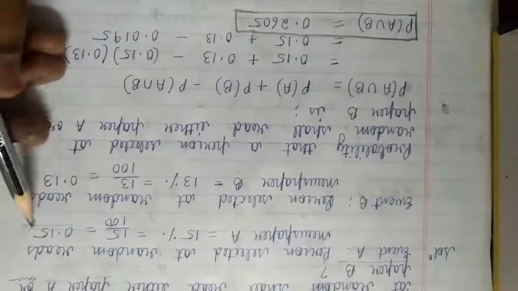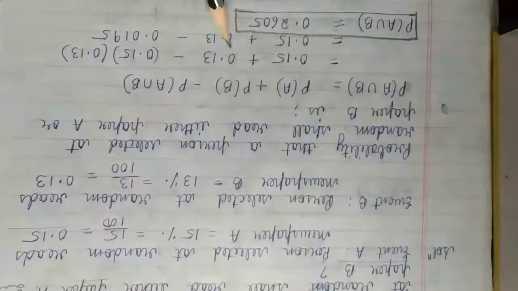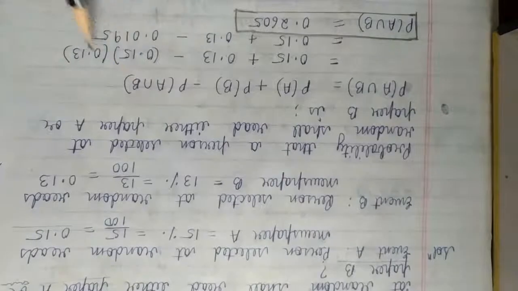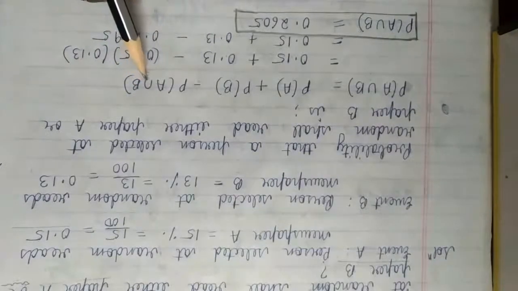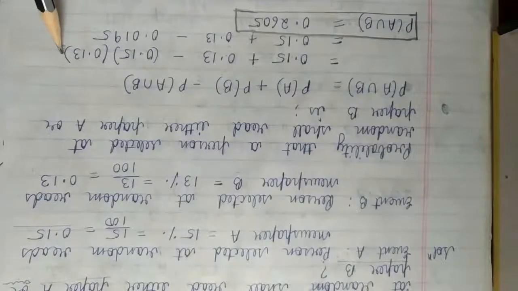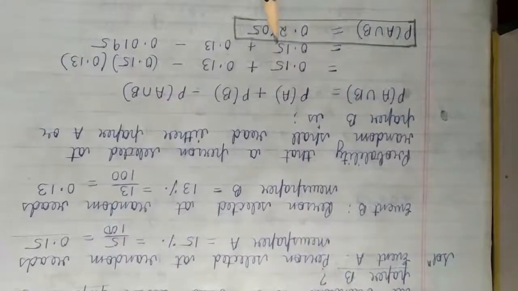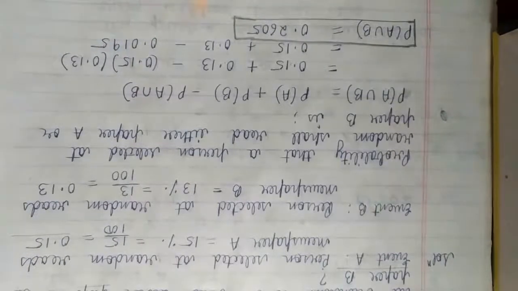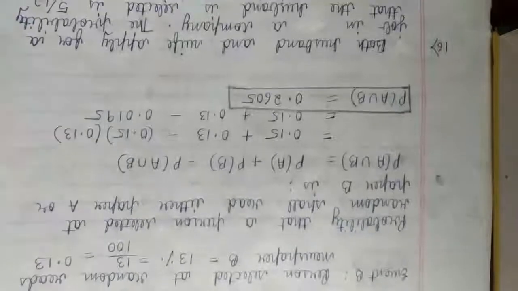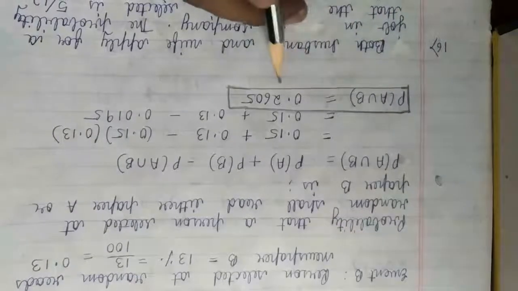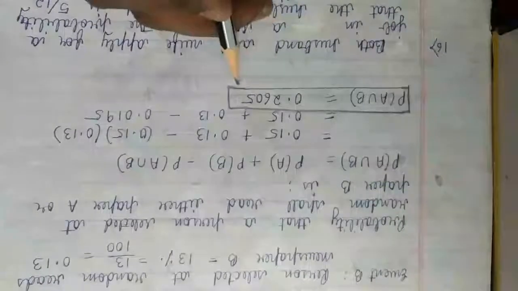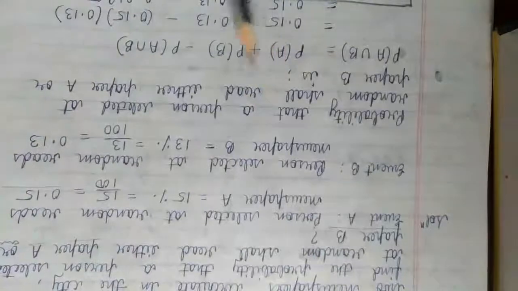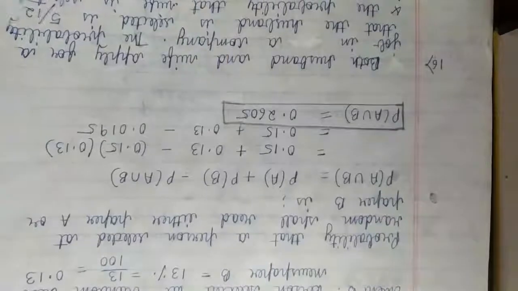We have found out 0.15 and 0.13. Minus 0.15 into 0.13. This means multiplication, I have told you. So 0.15 plus 0.13 minus this much. If you multiply, you will get this, and when you add up everything, you will get probability of A union B equals 0.2605. So that means the probability that a person selected at random shall read either newspaper A or newspaper B is given by 0.2605. Fine.